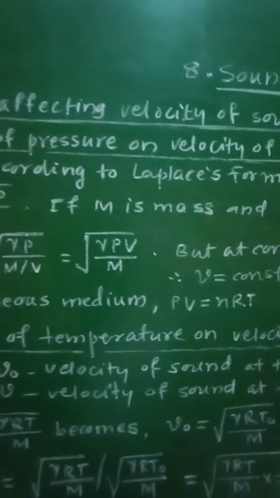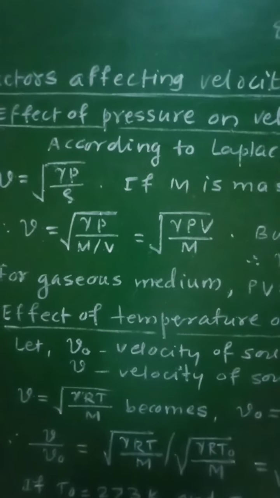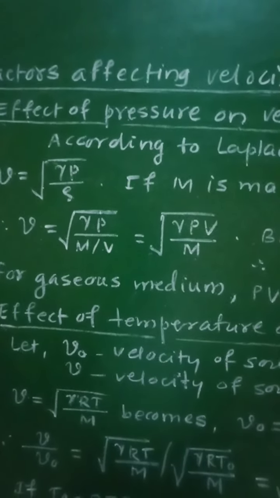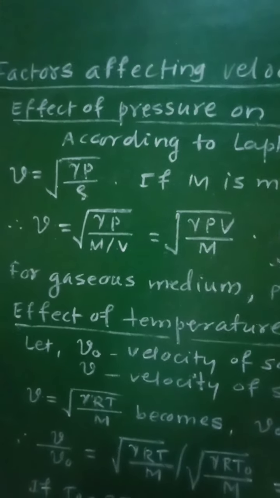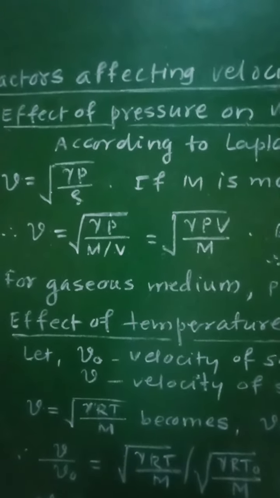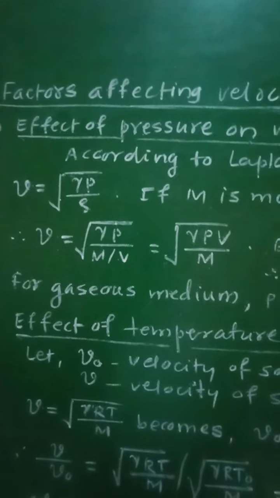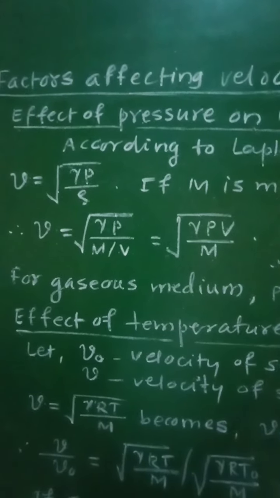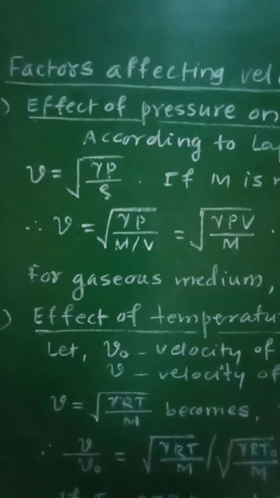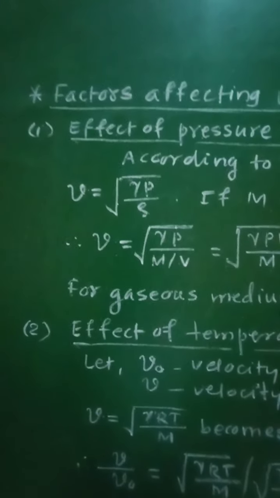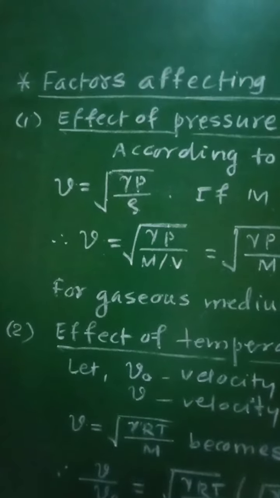In this point, we will have to study different factors which will affect the velocity of sound in air, and therefore we will have to study the effect of pressure, temperature and humidity, that is moistness of air, on the velocity of sound in air. So let us see one by one these factors.